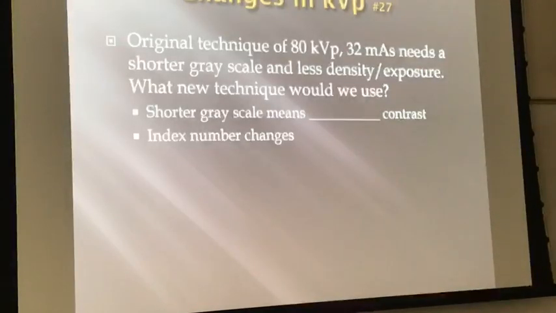The original technique, 80 kVp at 32 mAs. You need shorter grayscale. Stop right there. Get it figured out before you go on. Shorter grayscale means you're going to decrease your kVp, and less density. So if you decrease your kVp, contrast goes up. What happens to exposure?